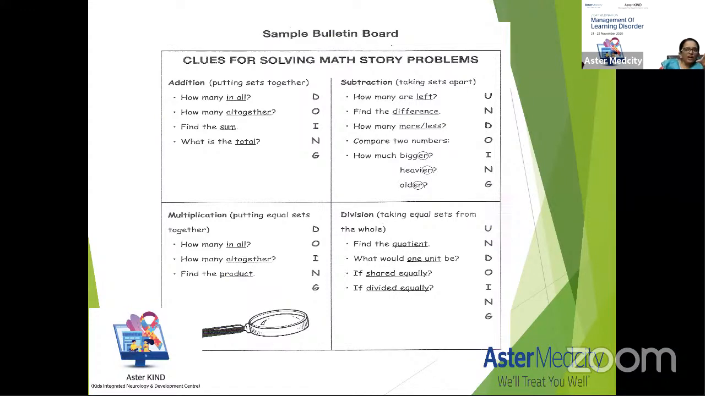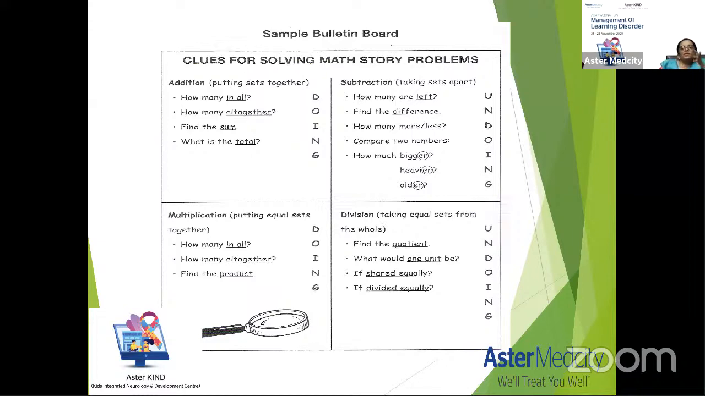So make a chart like this. That means in all, together, sum, total. If you see all these things in a question, do addition. If you see left, difference, more, less, bigger, heavier in the question, the operation is subtraction. So it's very confusing for them. So make a chart like this and stick it somewhere in the classroom, so they can easily identify what to do.